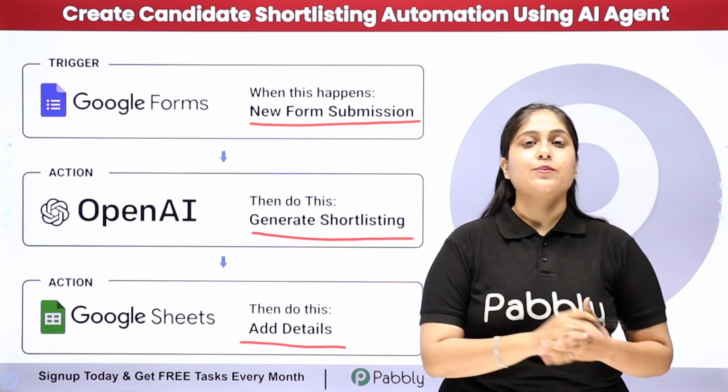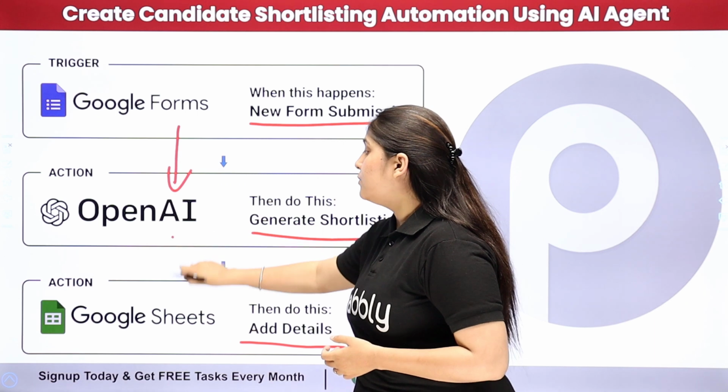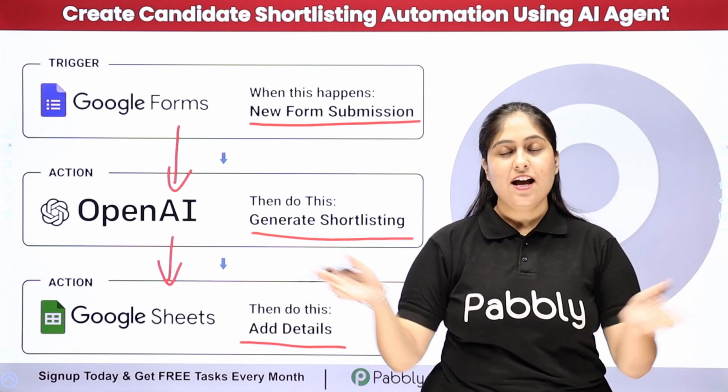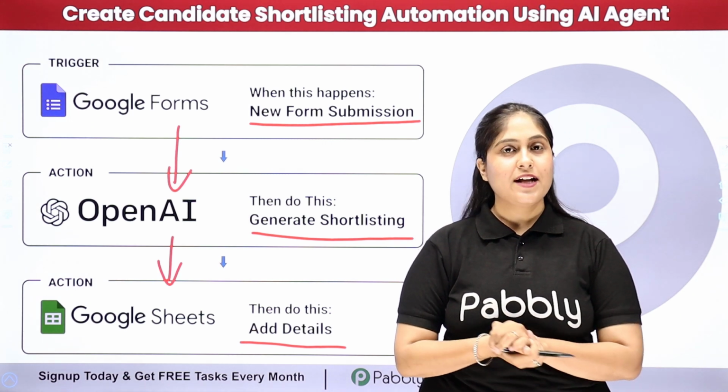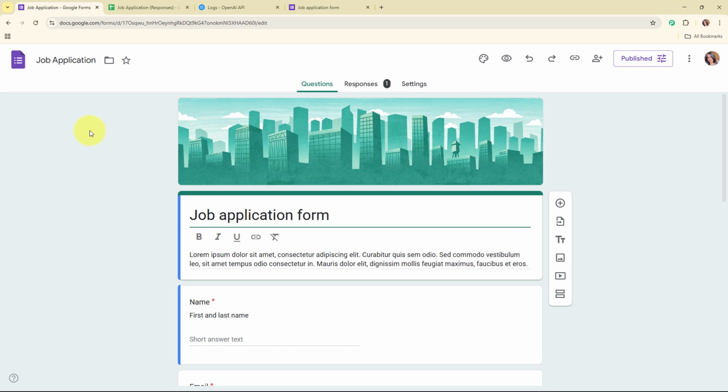So now, to automate the entire process, I need to connect my Google Forms with OpenAI and Google Sheets using an automation software named Pabbly Connect. To see the working of this automation and to learn this process step by step, let me take you to my screen. Welcome to my screen.